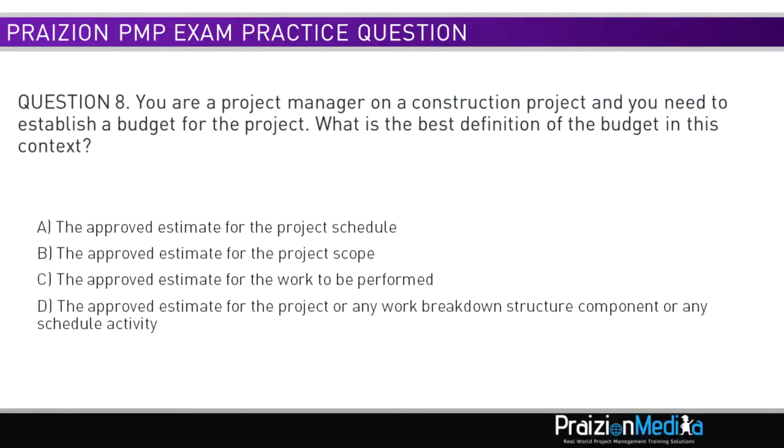Question 8. You are a project manager on a construction project and you need to establish a budget for the project. What is the best definition of the budget in this context? A. The approved estimate for the project schedule. B. The approved estimate for the project scope. C. The approved estimate for the work to be performed. D. The approved estimate for the project or any work breakdown structure component or any schedule activity.